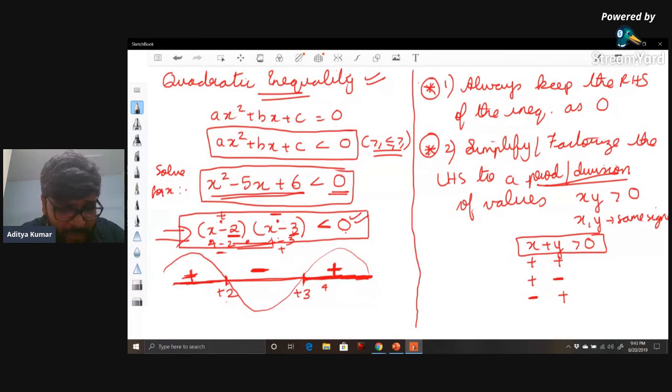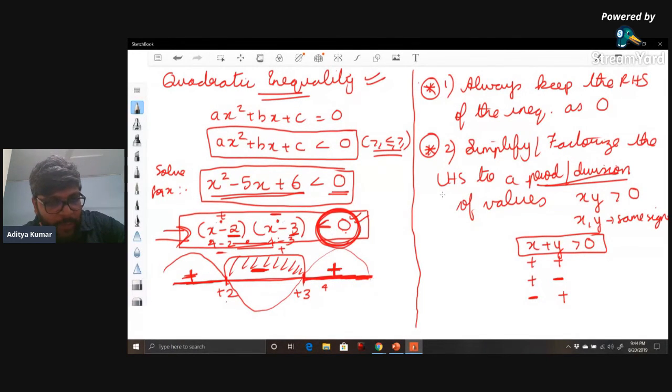So you don't need to do all of this. I'm just saying by default, start with the extreme rightmost region, place that as positive, and then move from right to left, switching between the signs. And the solution to this entire equation will depend upon the right hand side of the inequality. What is the right hand side of the inequality? It's less than 0. So your solution should be in the negative portion of the number line.